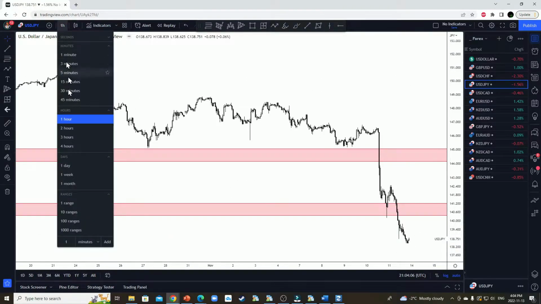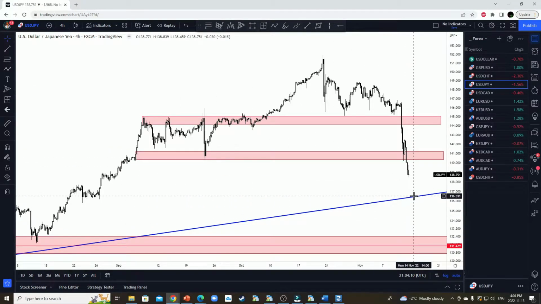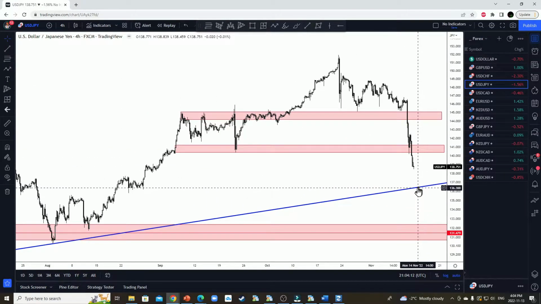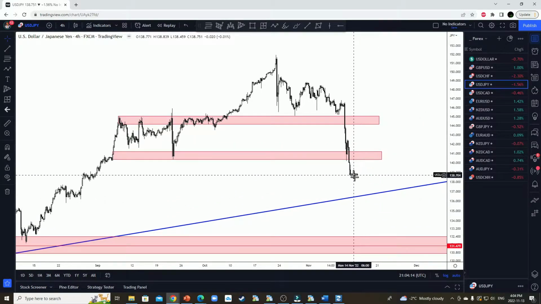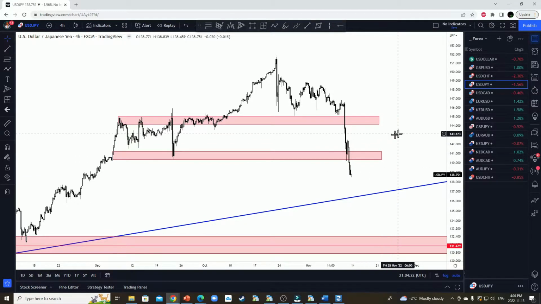So right now my plan is, while I keep in mind that there's a support over here that is my first main target, if you will, I still think that there's potential for a retracement here where I could look for an opportunity to short again.